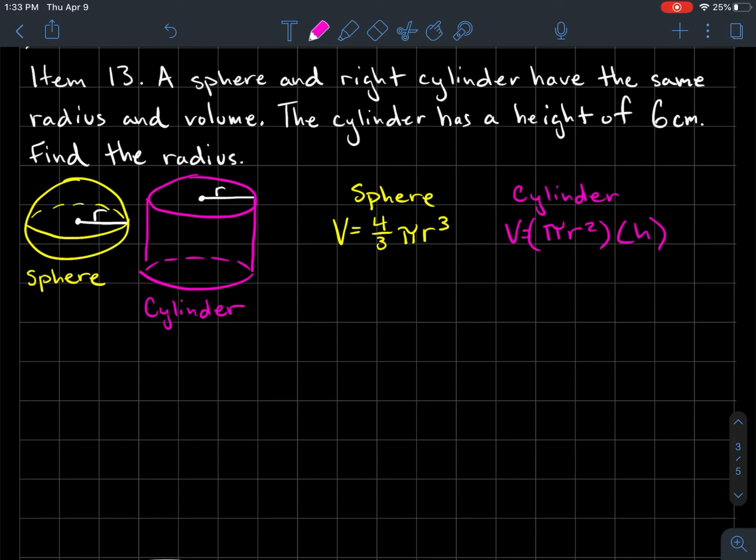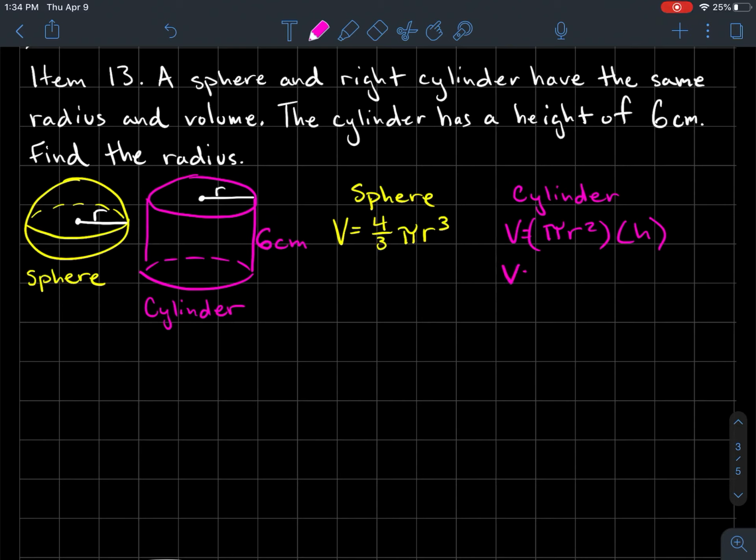Now let's go ahead and substitute in the stuff that we know from the reading. The only detail that we really have to sub in here is the height of the cylinder. We know it to be 6 centimeters. So in my drawing here, I'm going to include 6 centimeters. In my formula for volume of a cylinder, I'm also going to include 6 centimeters for its height.